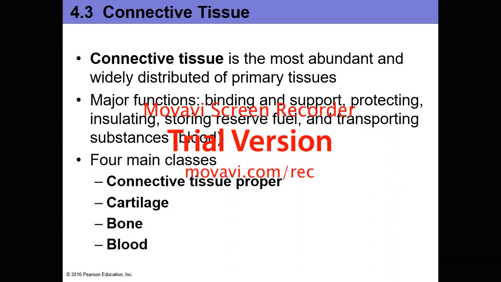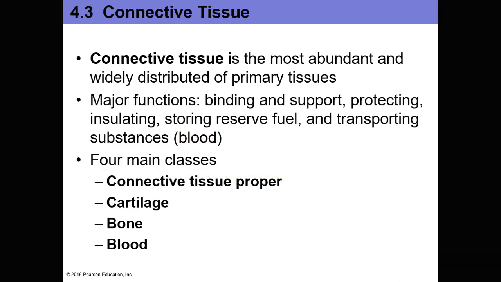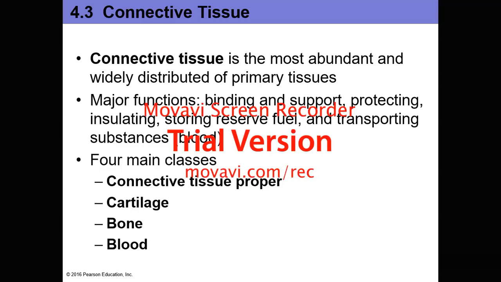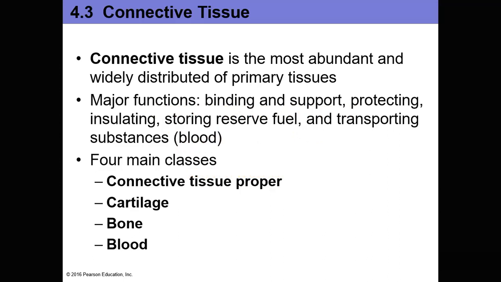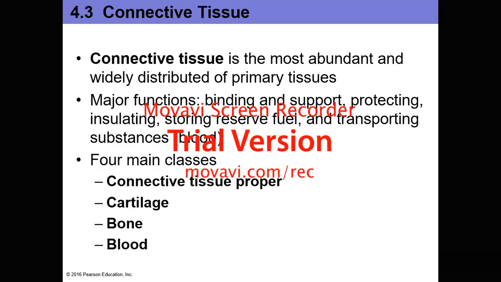So 4 main classes: connective tissue proper, cartilage, bone, and blood. And I know blood may seem like an odd connective tissue, but if you think about it, really, blood connects the respiratory system to the circulatory system, okay? So it's going to transport the oxygen and nutrients to tissues throughout the body, okay? They get the oxygen from the respiratory system, and the nutrients come from the digestive system, but it's connecting all those to the nutrients and the oxygen, and also it's going to get rid of the waste too. So blood does a lot of transporting, okay?